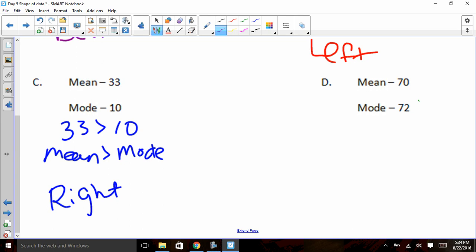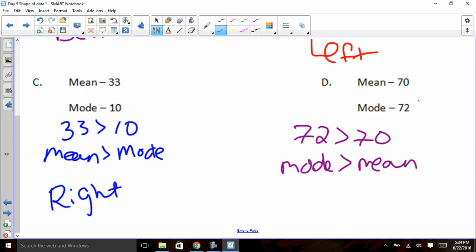And D, I have 72, it's larger than 70. Therefore my mode is larger than my mean. And by quick skills, we see that's exactly what I see on part B. So therefore it must also be a left skew.